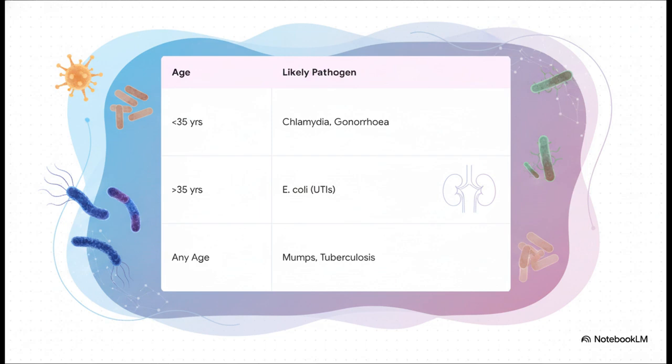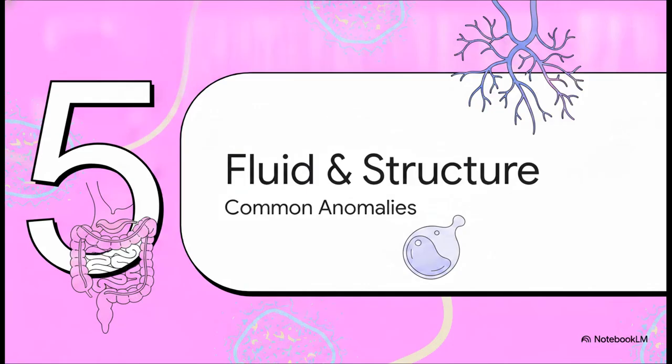All right, emergencies and infections are sorted. Let's look at what's left. Section 5. Structural and fluid anomalies. Finally, let's get into the less urgent but incredibly common stuff you're going to see all the time. We're talking hernias, cysts, and varicoceles.